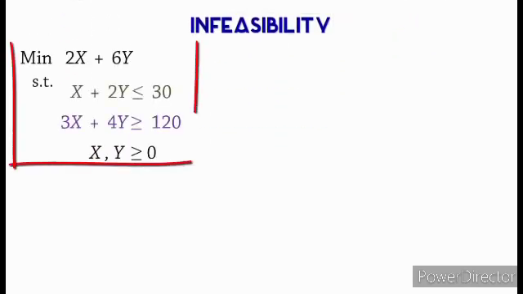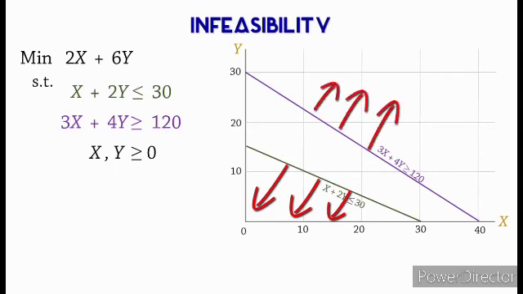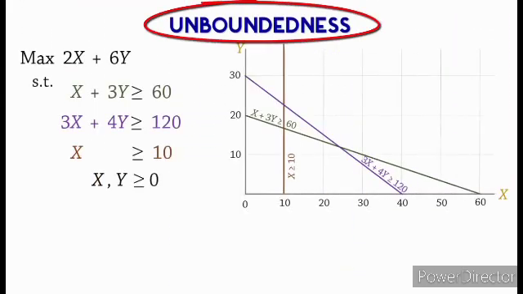The next special case is infeasibility. Consider this linear programming problem and its graph. The first constraint is a less than constraint and is satisfied in the region here towards the origin, while the second constraint is a greater than constraint satisfied here away from the origin. As you can see, there is no region satisfying both constraints at the same time. So we say there is no feasible solution or no feasible region, or we have a condition referred to as infeasibility.